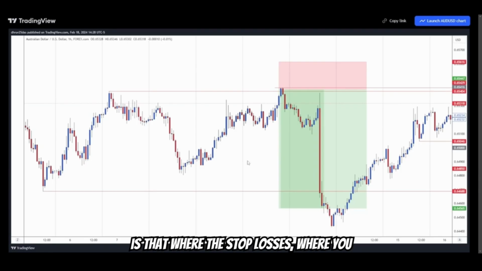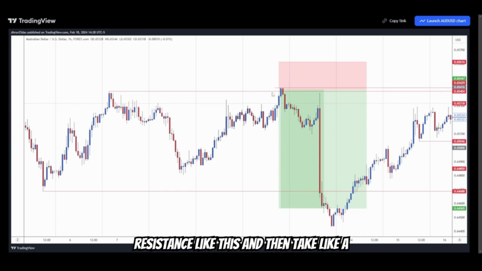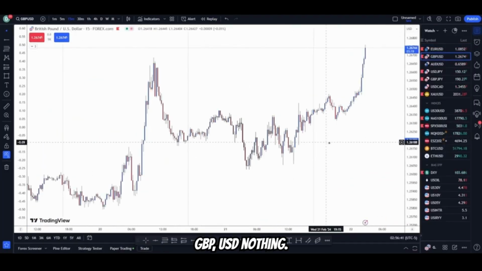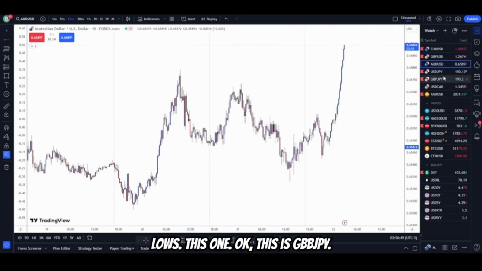So the only thing I'm telling you to do is, where the stop loss is, just put your buy limit or sell limit right over there, okay? Just a little bit above this resistance like this, and then take like 10 points or 20 points stop loss like this, and then target 1:2 or 3 like this, okay? So this was the trade, and this is the GBP USD. Nothing fresh here either. It was making higher highs and higher lows.